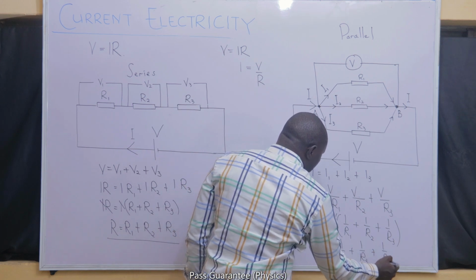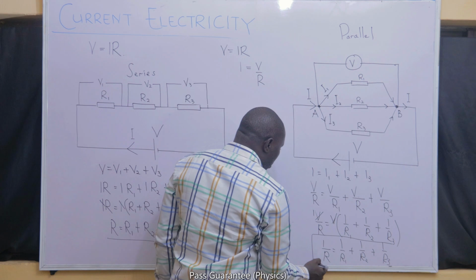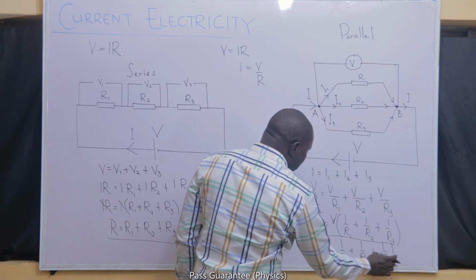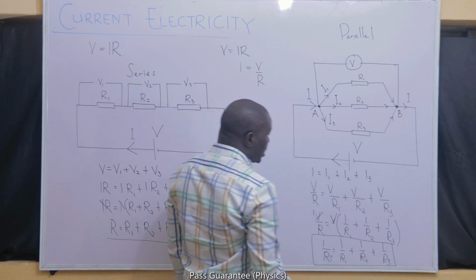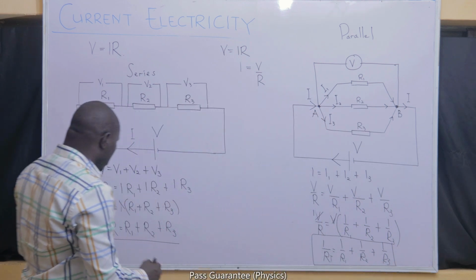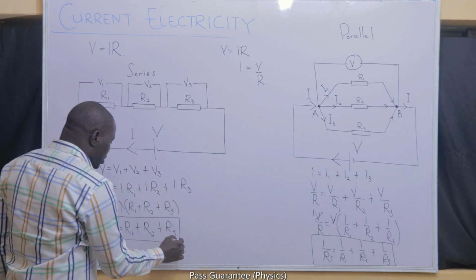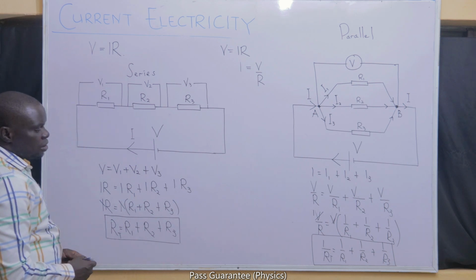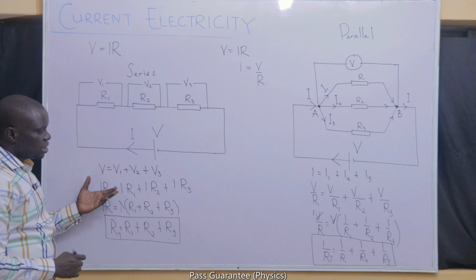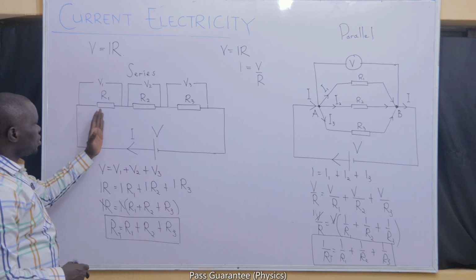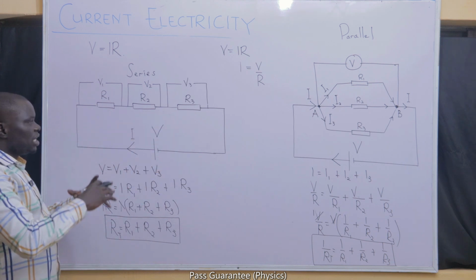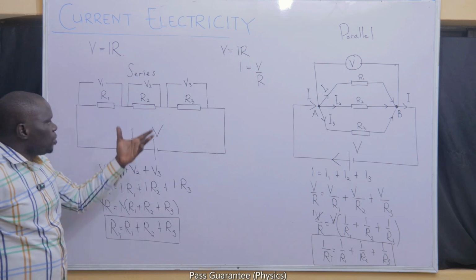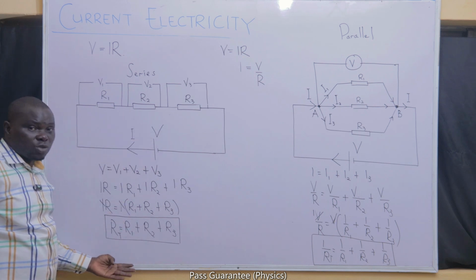And that is the equation that we are going to use to find the total resistance or the equivalent resistance when resistors are connected in parallel. This other equation is what we are going to use to find the total resistance or the equivalent resistance when the resistors are connected in series. So if I have resistors in series and I need to find the equivalent resistance, that is the value of one resistance that will replace all three. If they are in series, this is what I will do.